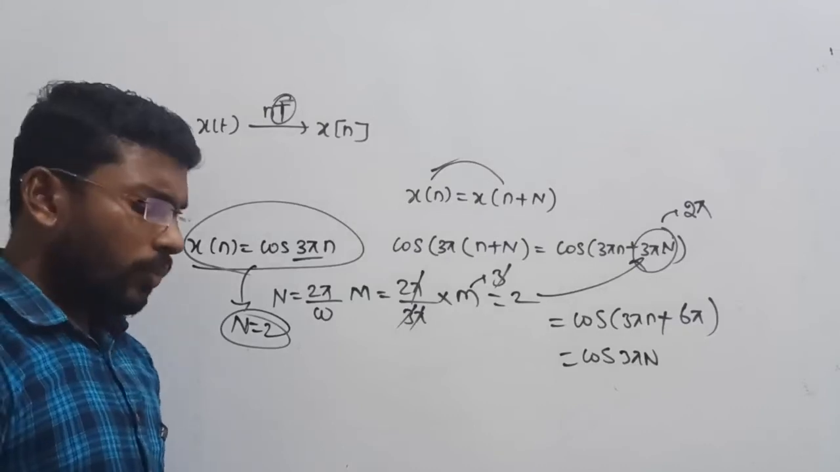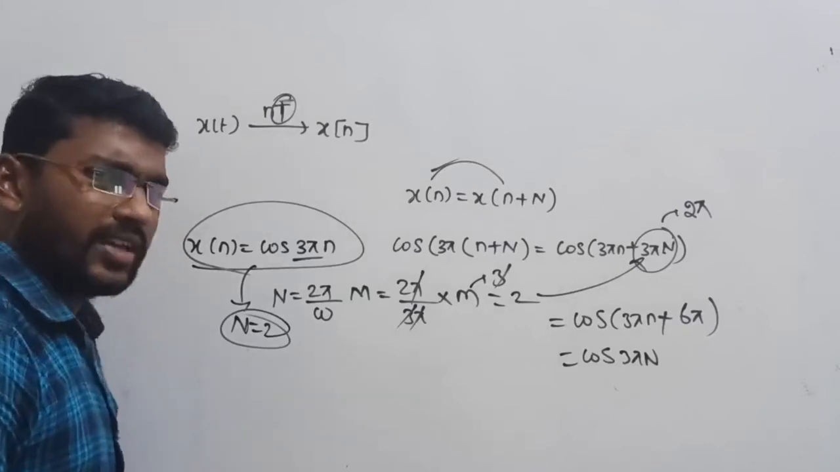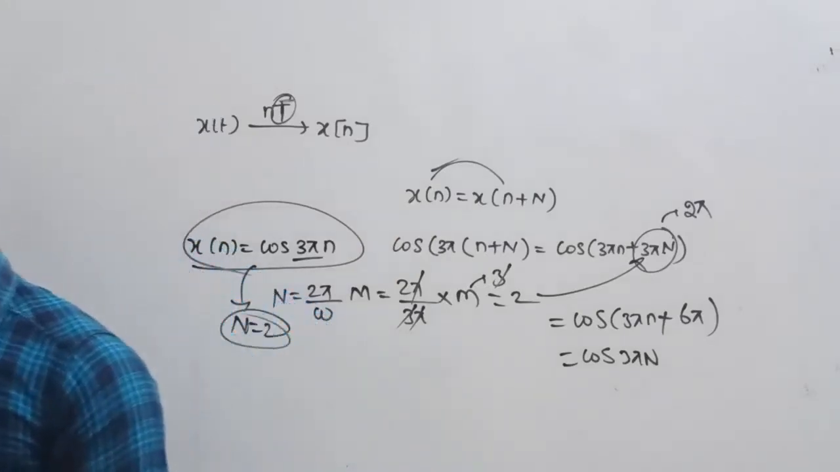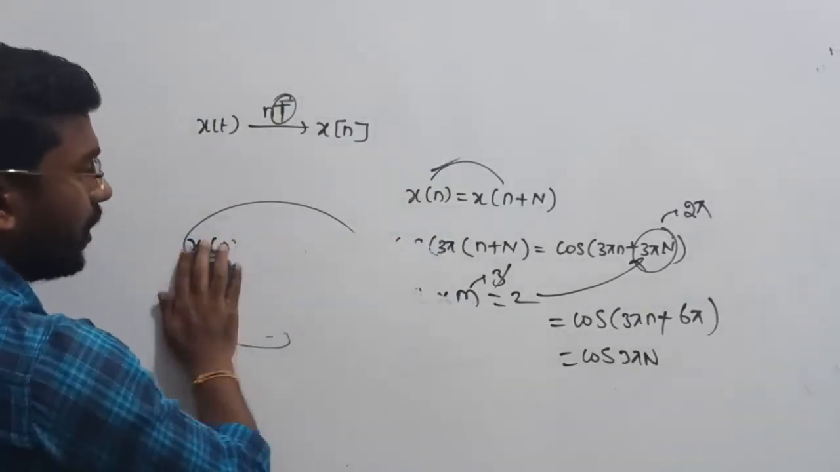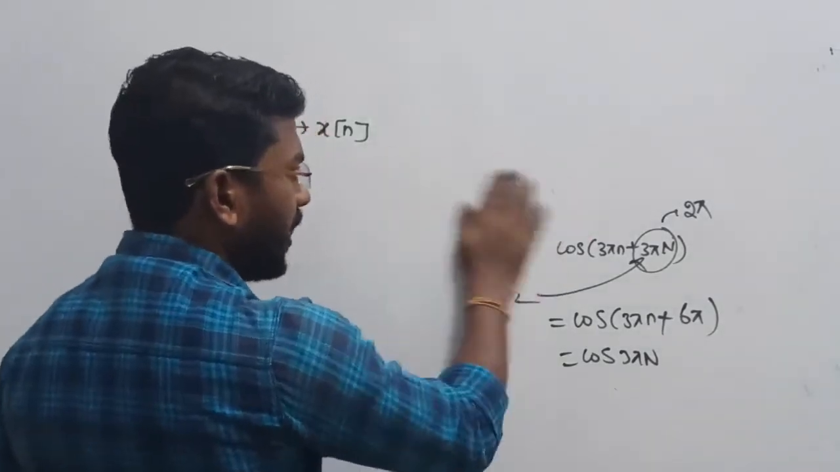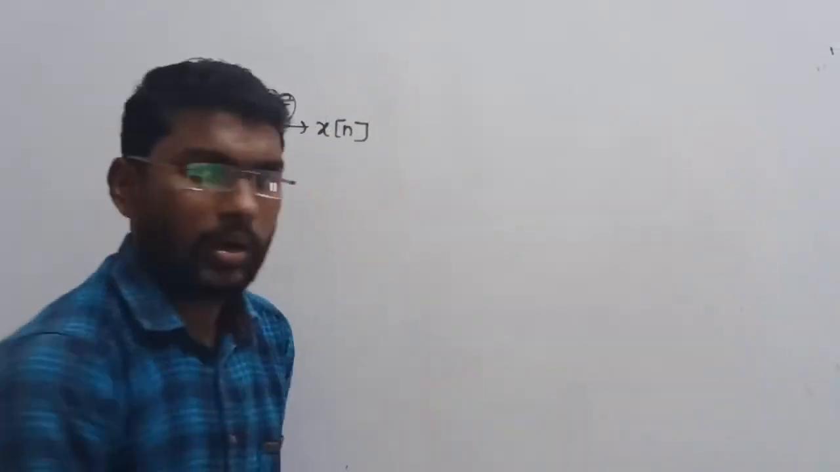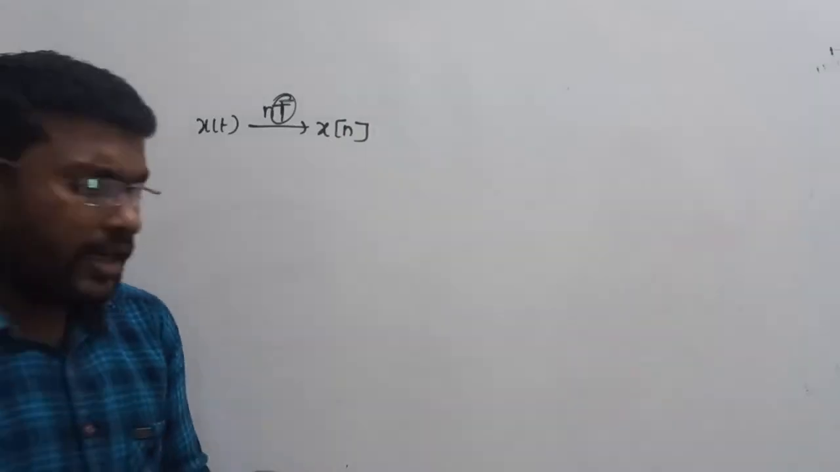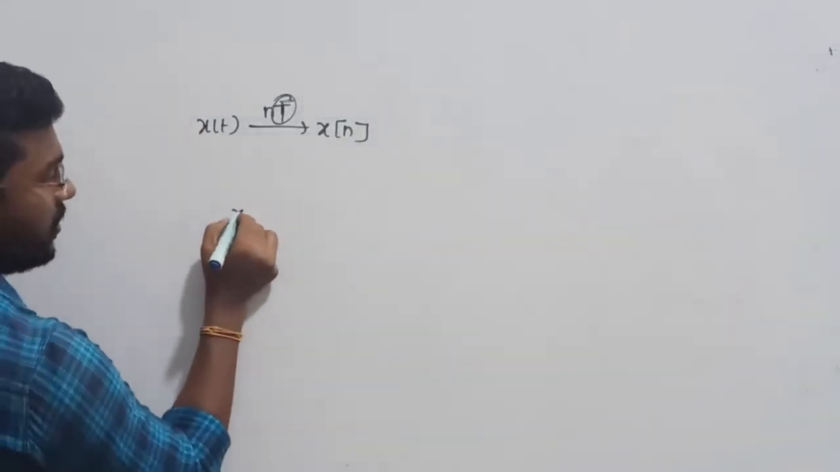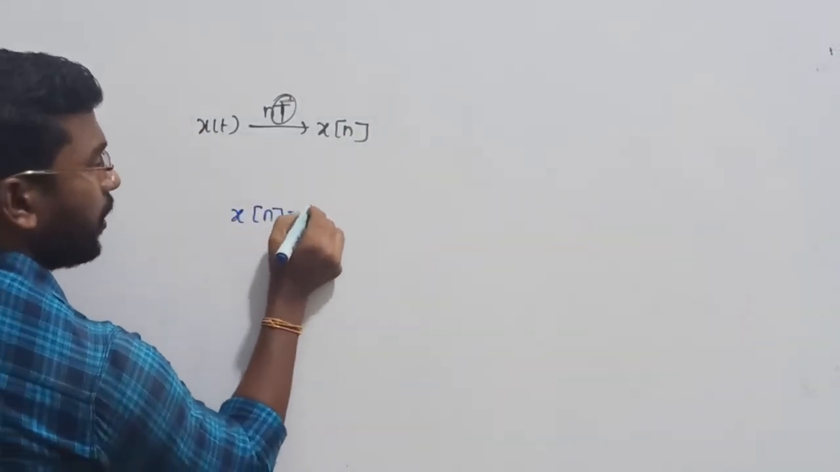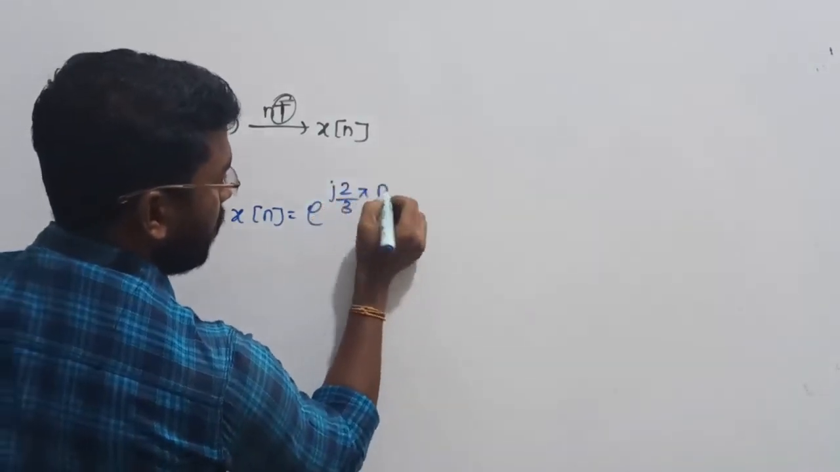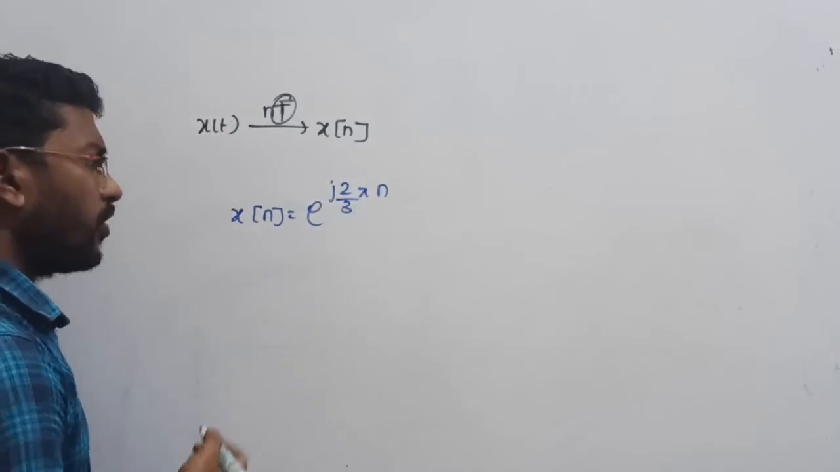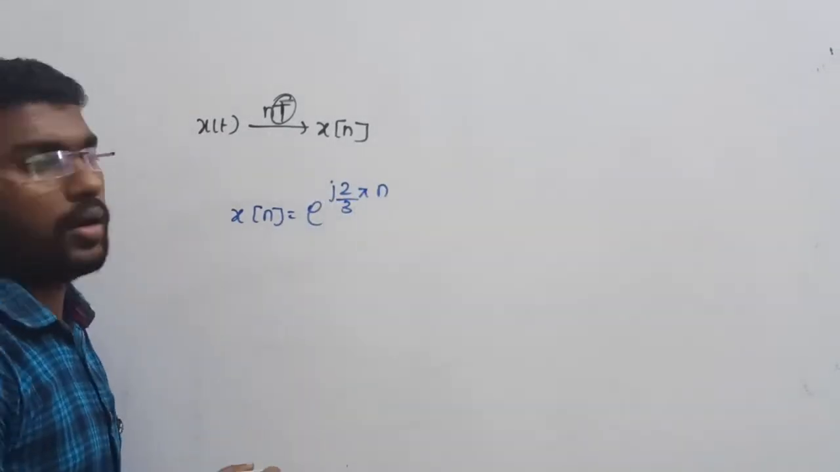Clear? Don't be confused guys, this is a very simple question, a silly question, but you have to trace. For your understanding, let me take one more example here to get a very clear idea about the discrete domain. In the discrete domain the given signal x of n is e power j times 2 by 3 times pi into n, and you will be requested to find out whether the given signal is periodic or not. How will you test it?